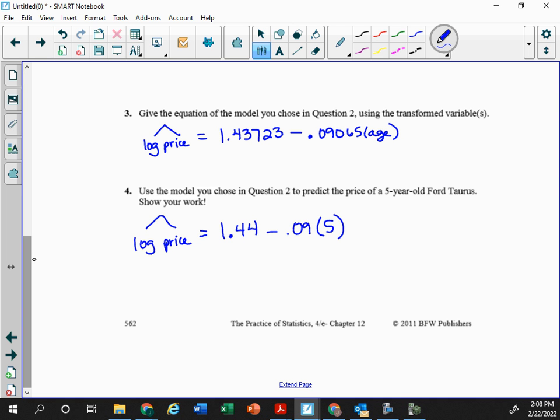Since you wrote log price and then age instead of X and Y, is that why you didn't use it? Yep, exactly.